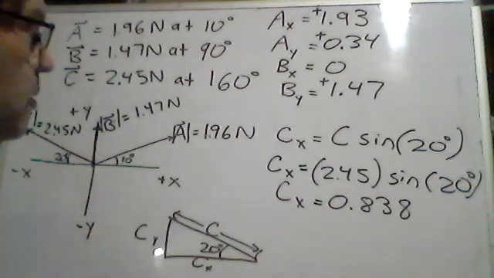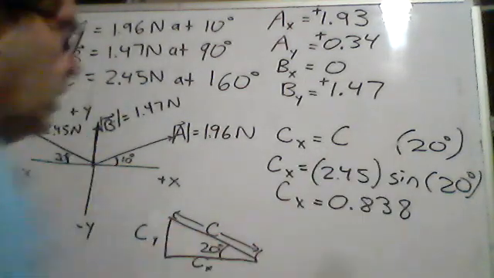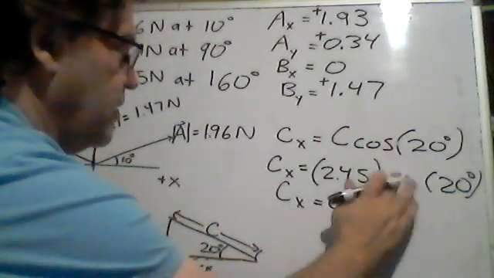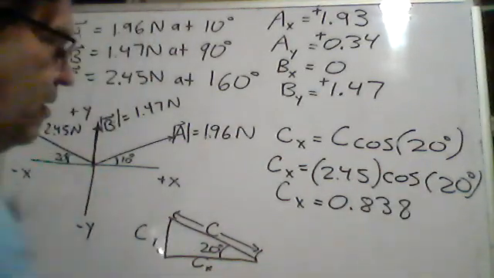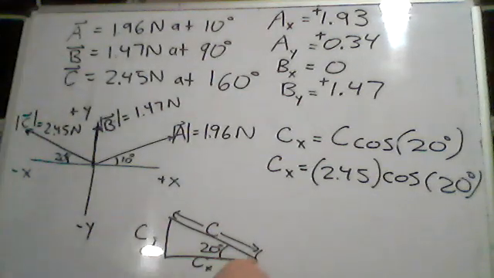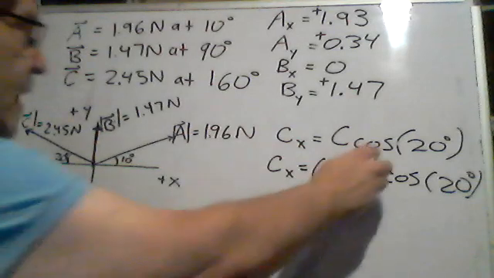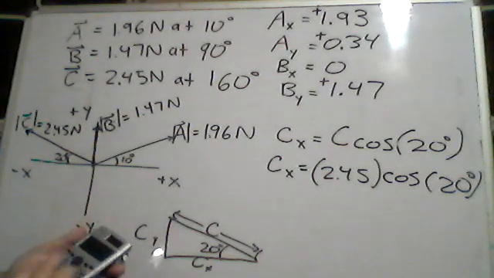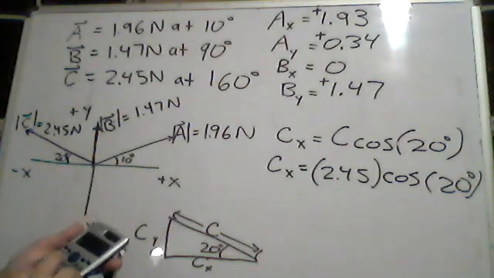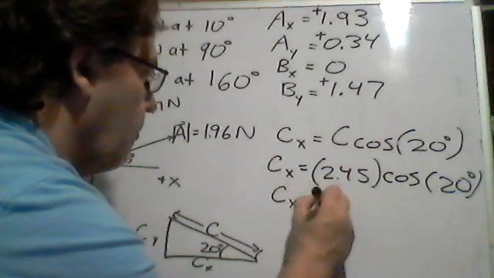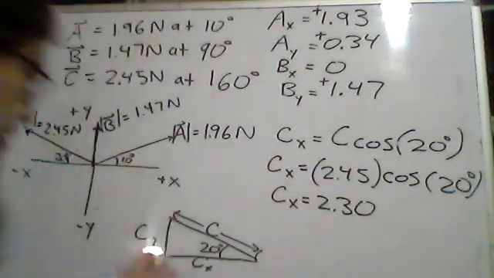Actually, I got this backwards. It should be a cosine. I apologize. Cosine 20. I just looked at that and it looked funny. Cosine is the adjacent over hypotenuse. That didn't seem right. So again, I apologize, I was doing things quickly here. That's supposed to be a cosine. I apologize for my mistake there. Cosine of 20 times 2.45. So scratch what you just saw. You should see instead 2.30.